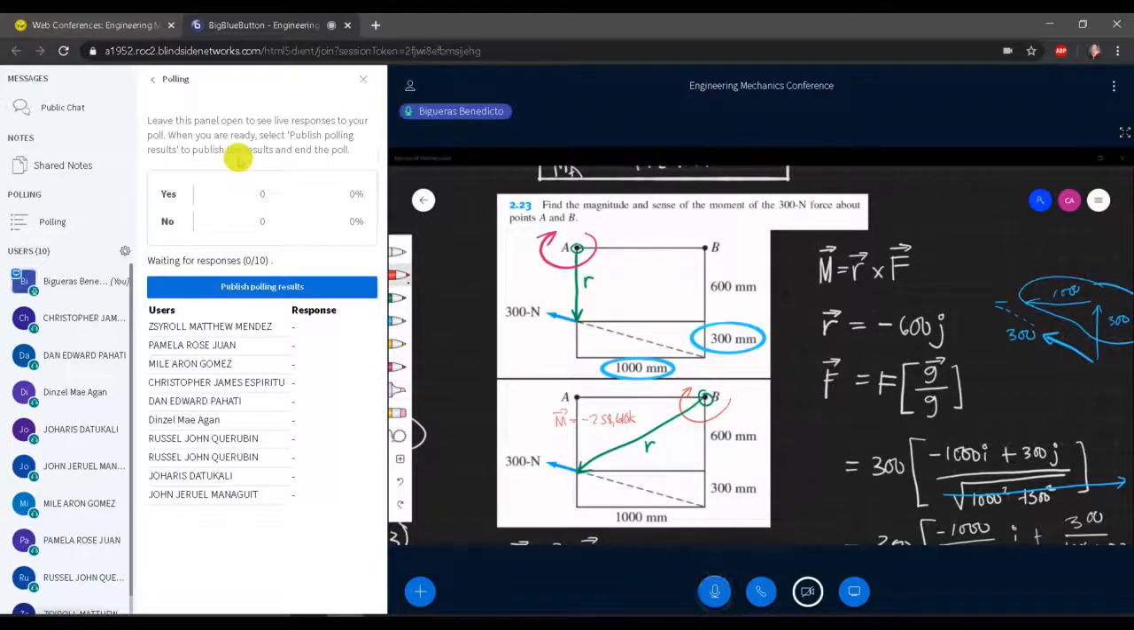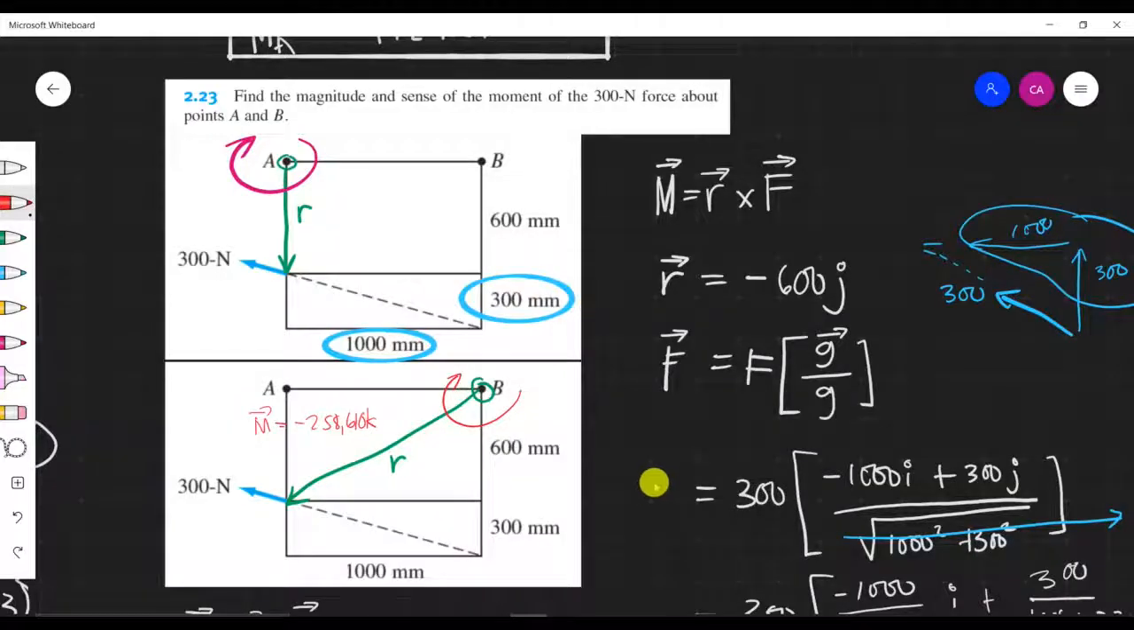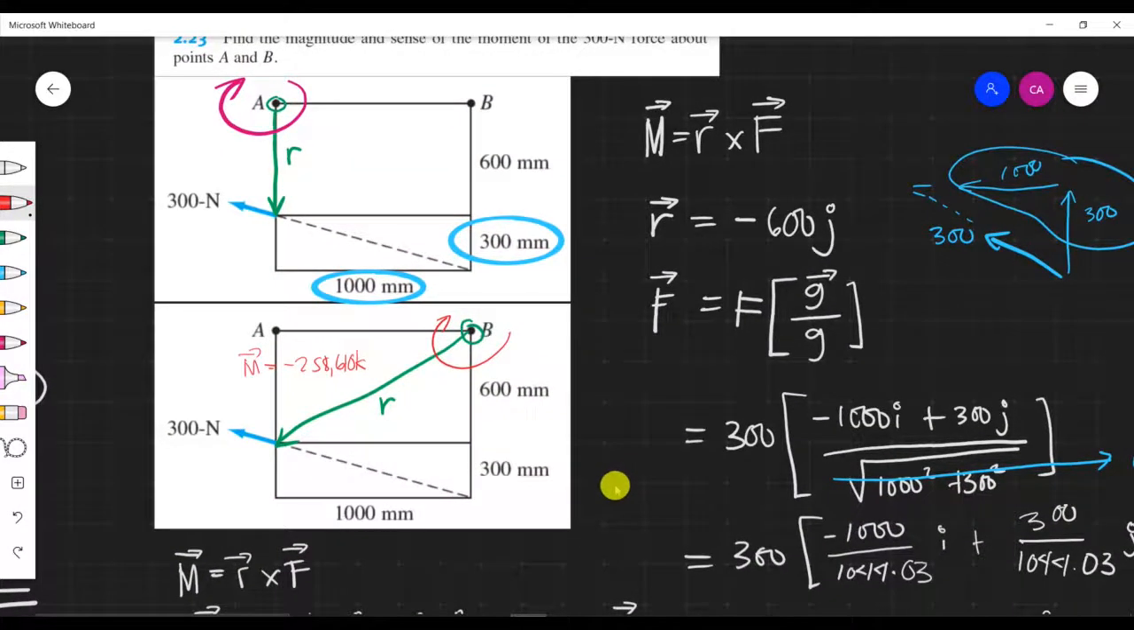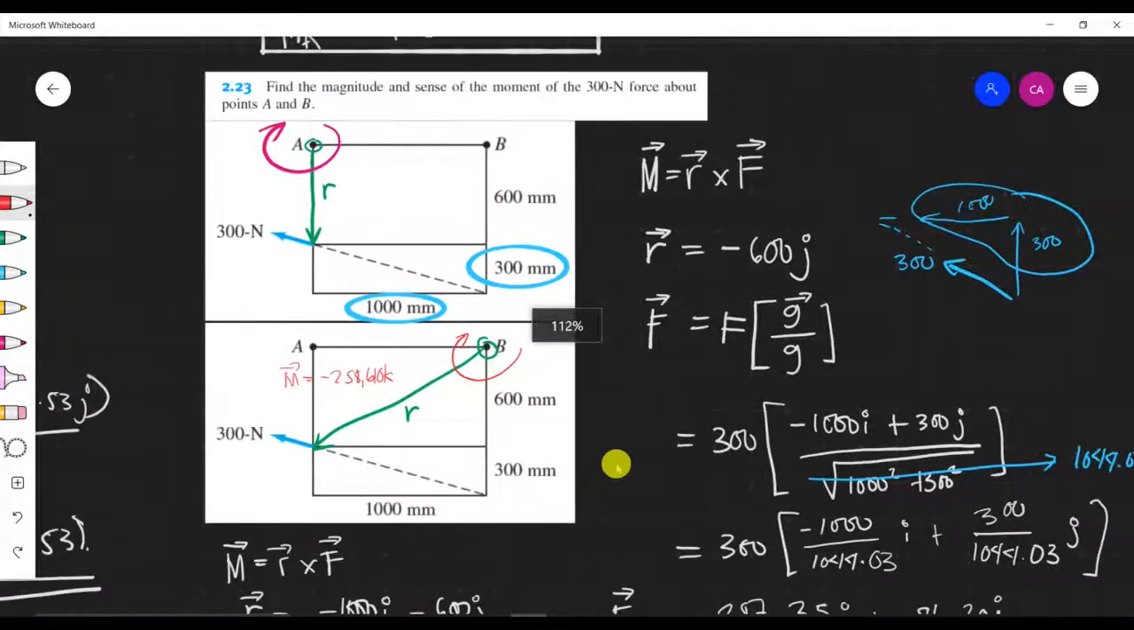May question ba tayo? Mayroon ba? So, ganun siya. Hanapin mo yung distance vector R, then the force vector F, then cross multiply, M. Yun lang. Kaya importante talaga na magkaroon tayo ng foundation sa vectors. May alternative solution. Siguro later, igawin natin yung alternative solution.